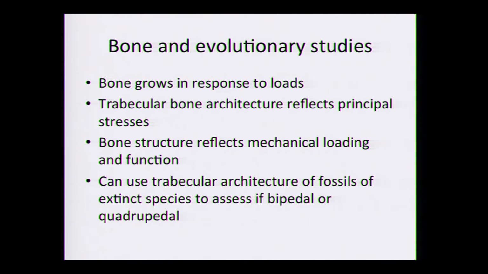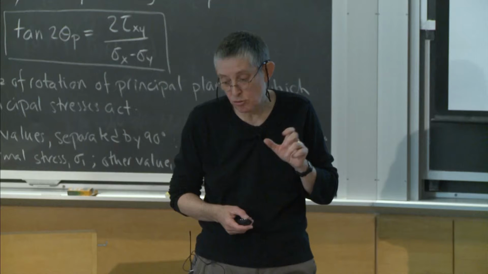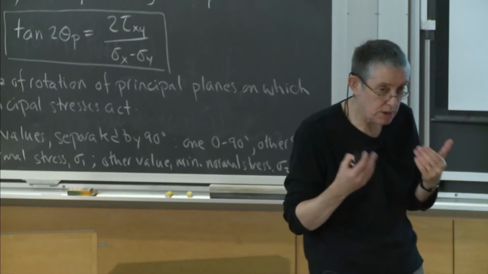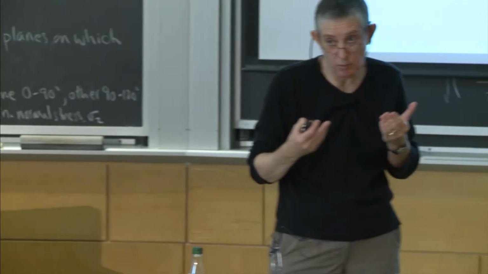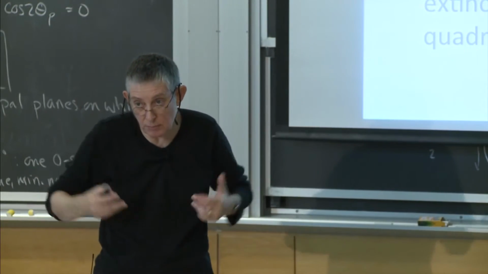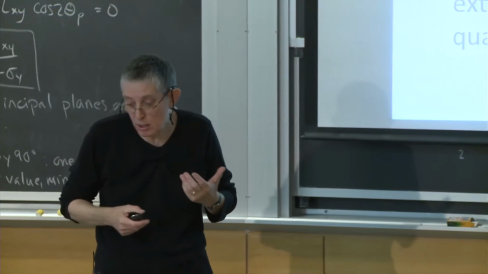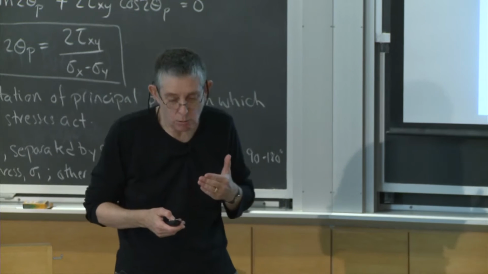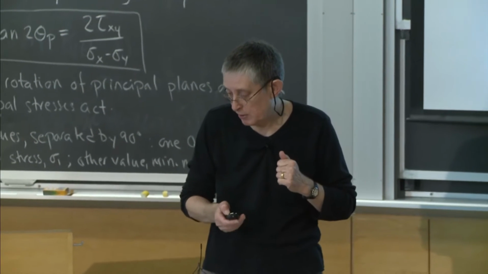The architecture reflects these principal stresses, and the bone structure reflects the mechanical loading and function. And anthropologists have used the trabecular architecture of fossils of extinct species to try to figure out if they were bipedal or quadrupedal. One of the questions in human evolution is, when did we start walking? When did we become bipeds? They get all these fossils, and the fossils are not going to get up and walk. So they want some way of figuring out whether a species was a biped or a quadruped. And one of the ways they can do that is by looking at the bone.